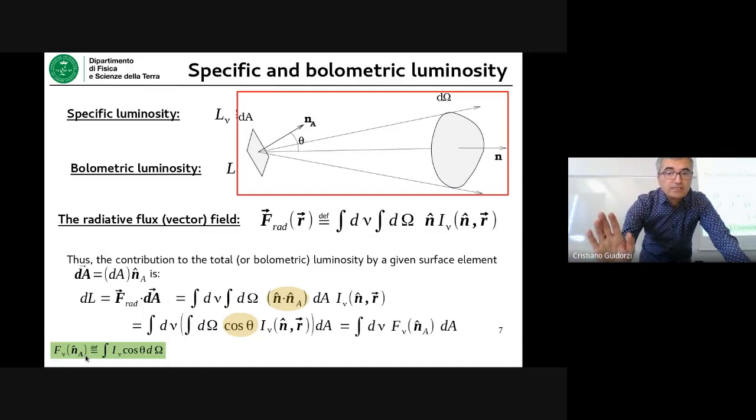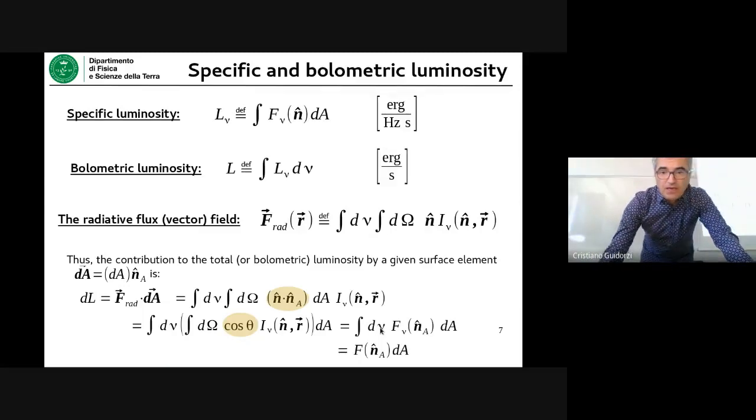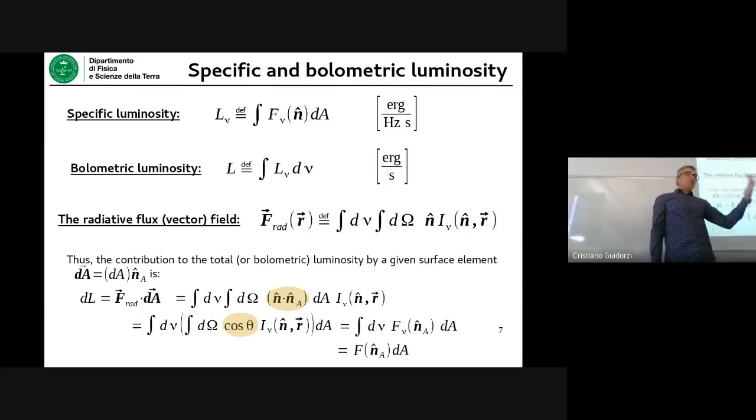Then finally, we have the integral over frequency. That's the flux. No more specific, just flux. And flux times dA: flux is energy per unit area per unit time, times dA, which is an area, so energy per unit time, dL, which is exactly what luminosity is supposed to be, energy per unit time.